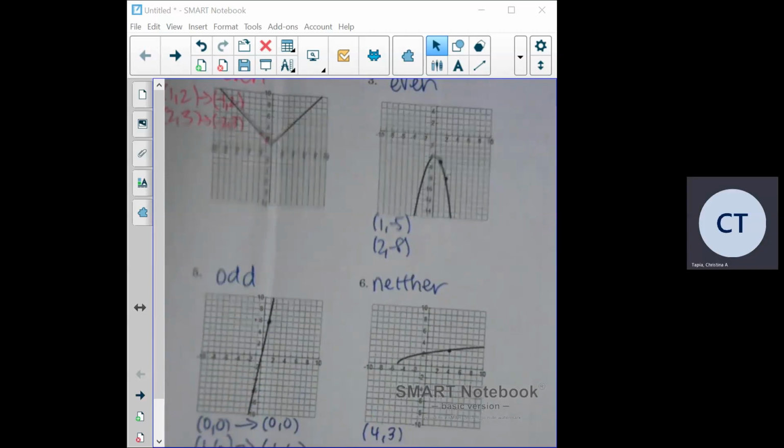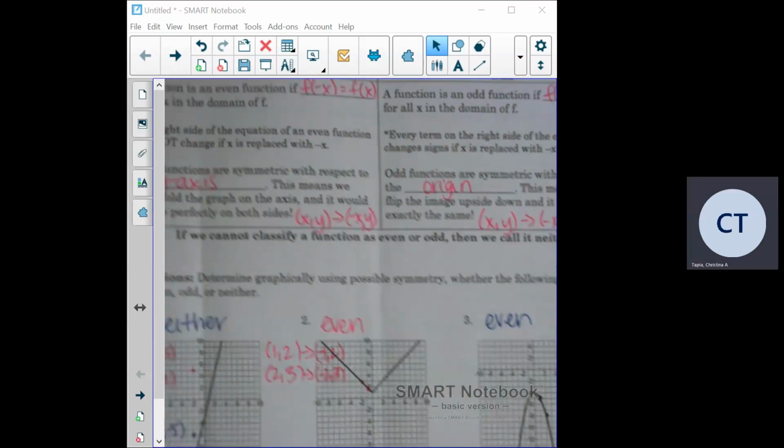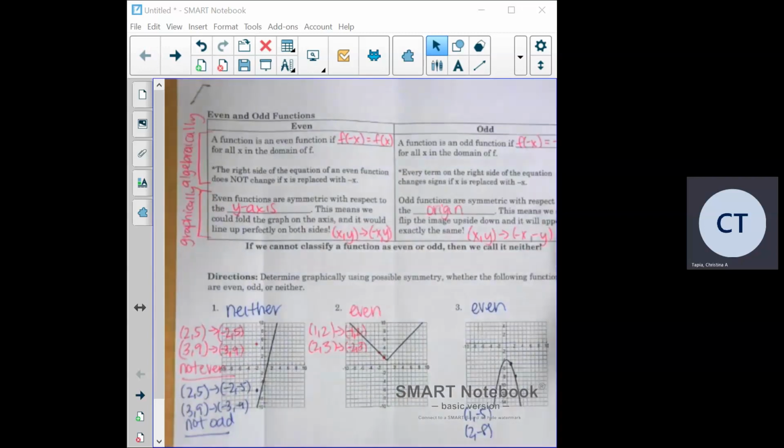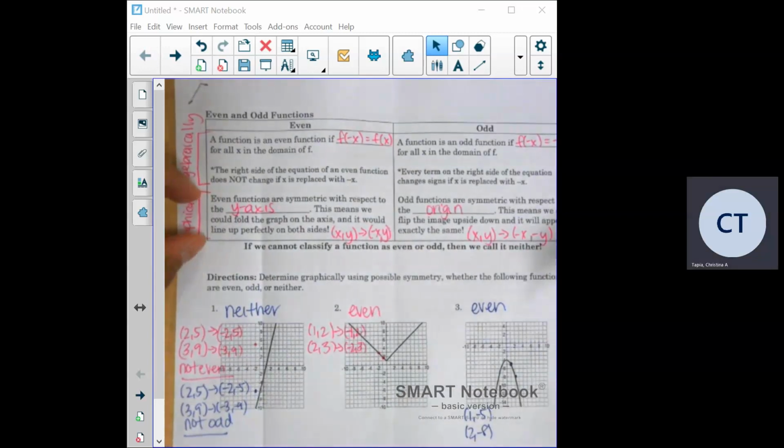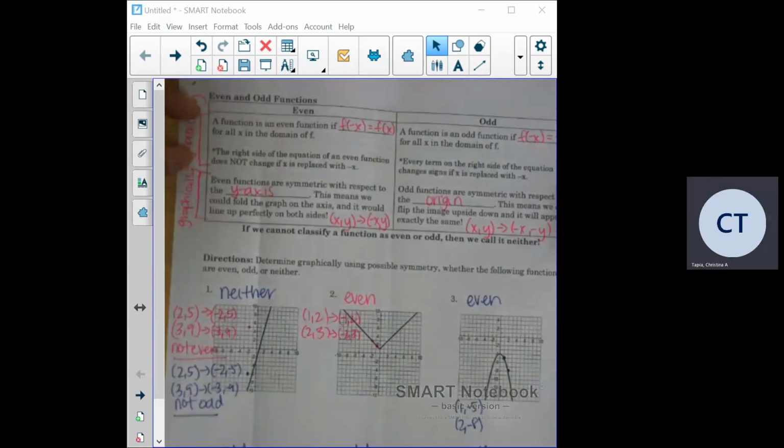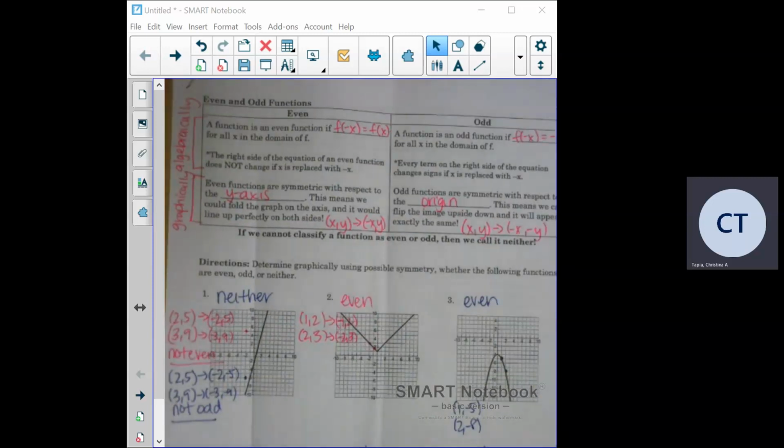Okay, so that's all the graphical ones. All the ones that we're talking about graphically, that was this middle section down here. What we're going to do on the back side of this page is talk about it algebraically. So hopefully you feel okay with how to do it from a graph. Now let's talk about how to do it from an equation.